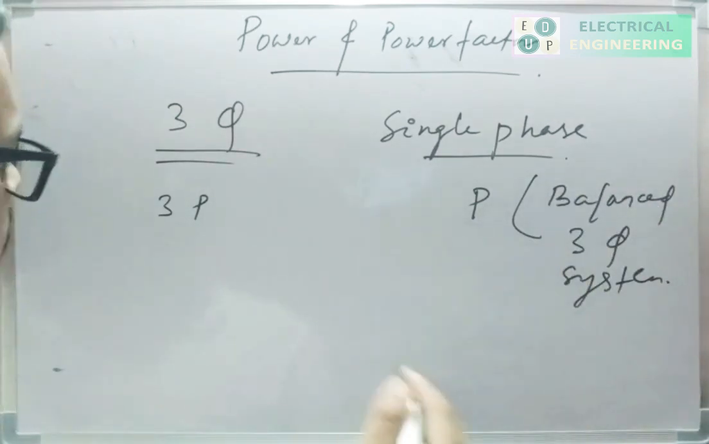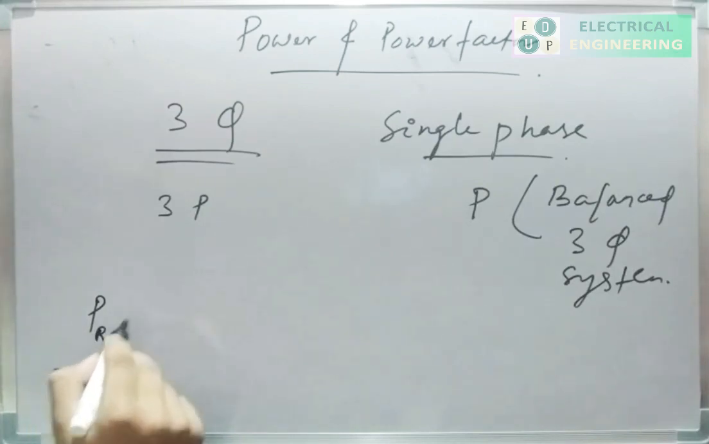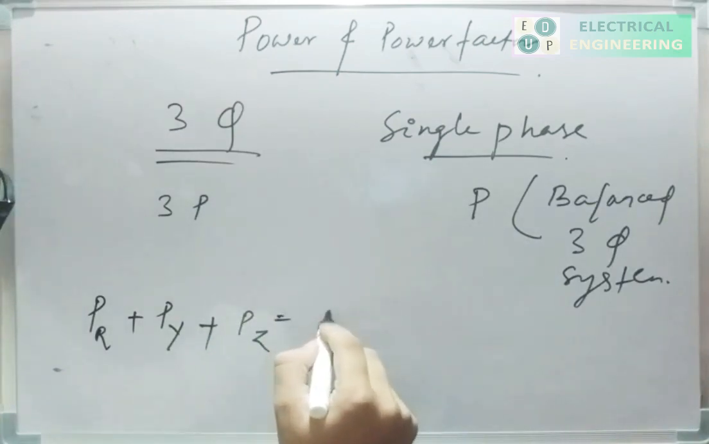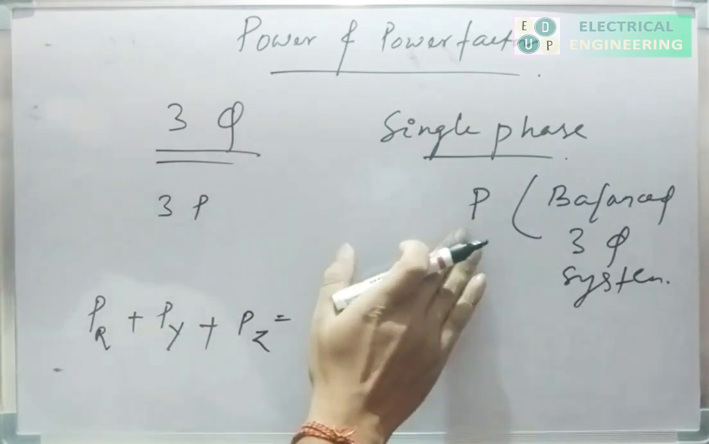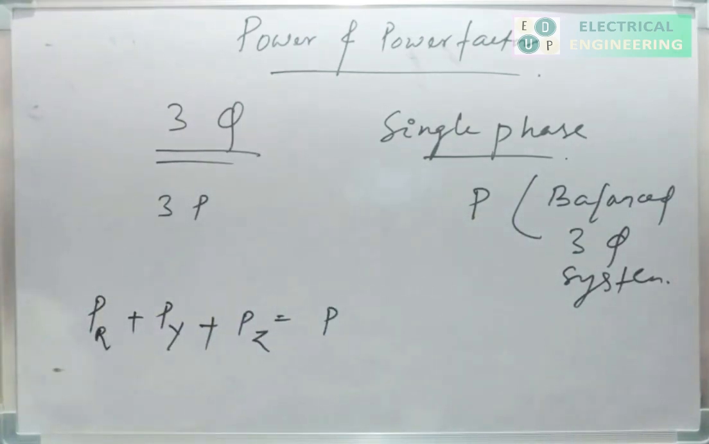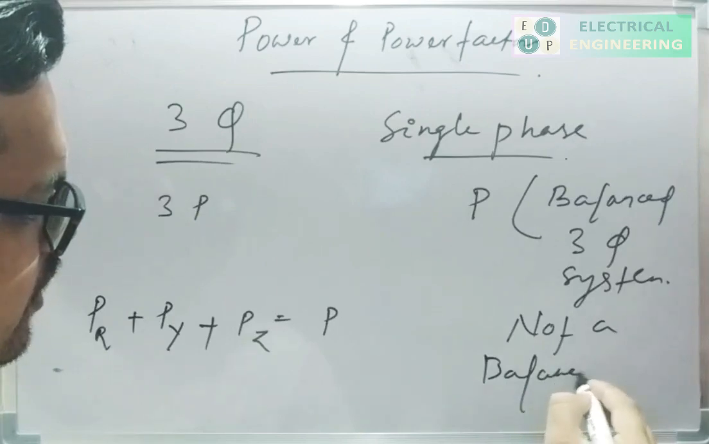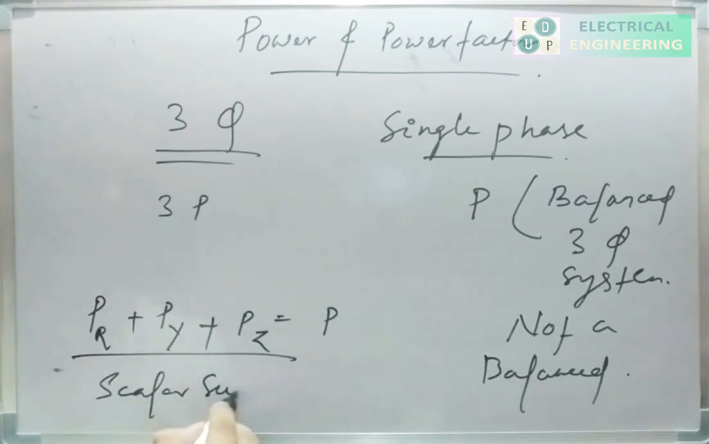If it is not balanced, then we can add the power of each individual phase, that is power of R phase plus power of Y phase plus power of B phase, and you will get the total power of the three-phase system. In a balanced system, if a single phase has power P, the three-phase system will have 3 times P. But if it is not balanced, we add individually, and it will be a scalar sum, because power is a scalar quantity. So let us discuss it in a mathematical way.